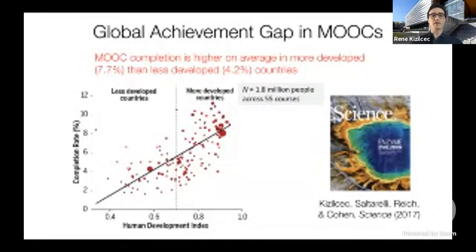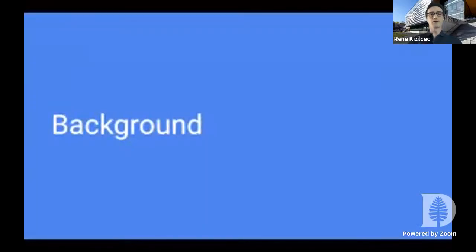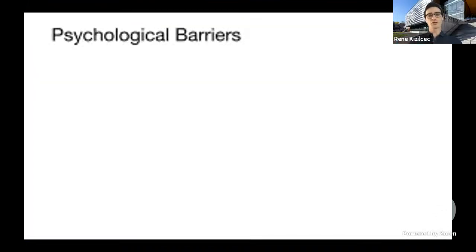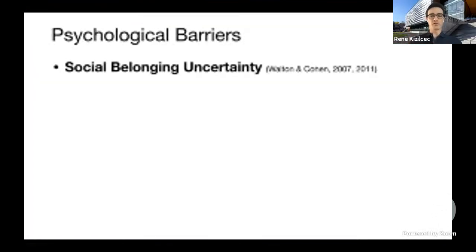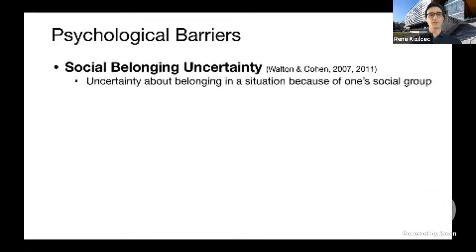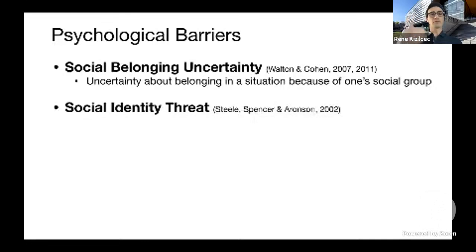So let me give you some background on the gender piece and on the psychology really of what goes on as somebody enters a course. There are two important psychological barriers I want to highlight here that we address in this study. One is social belonging uncertainty. It's the feeling of not belonging, or being unsure of whether I belong or I don't belong in an environment, right? That psychological process can have fundamental consequences for one's behavior and performance in an environment.